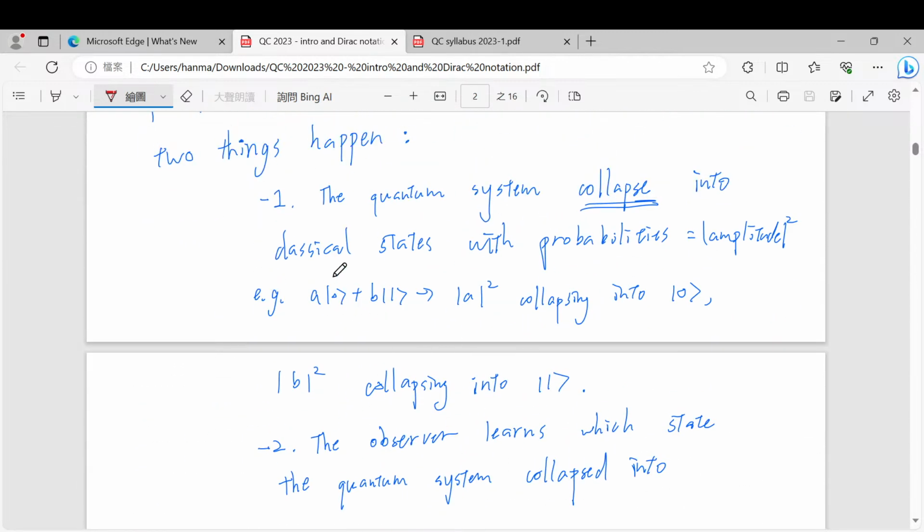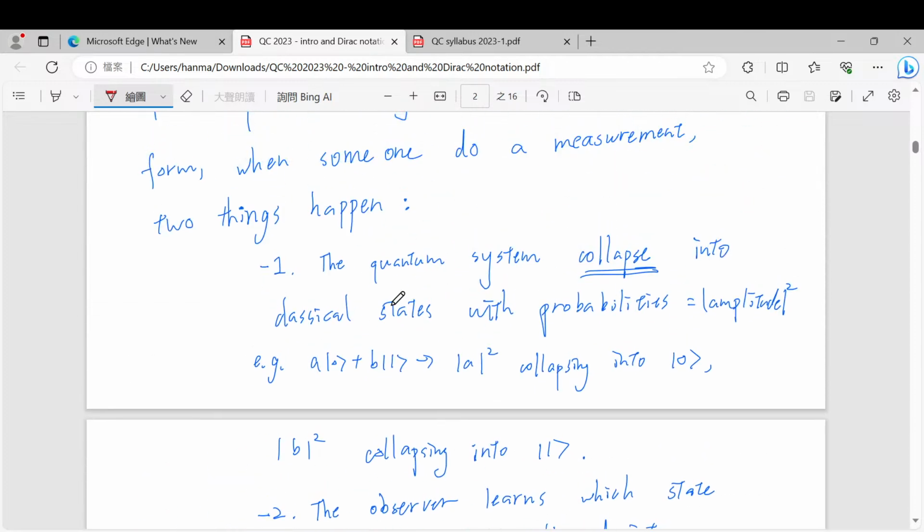So you will learn some classical information out of it. Here you learn one bit of information, whether your system becomes 0 or 1. And you also change your system: you collapse it into the 0 or the 1. What this means is that if your system collapses to 0 and you measure it again, then because it already became 0, you will always get 0. We'll talk about this in more detail later.